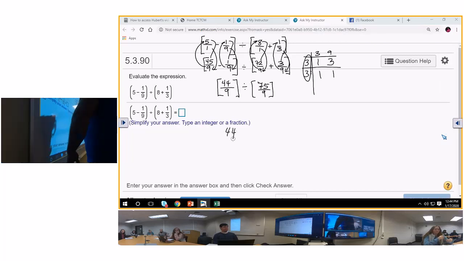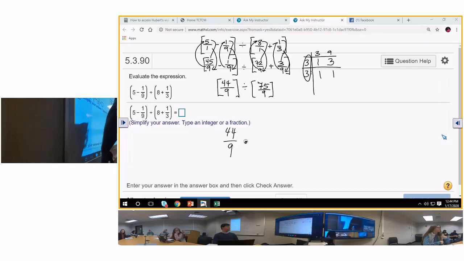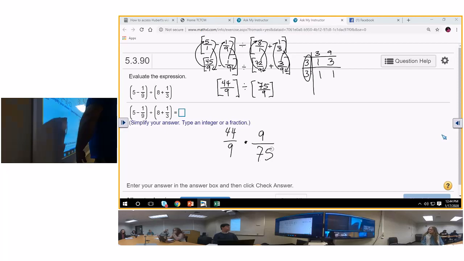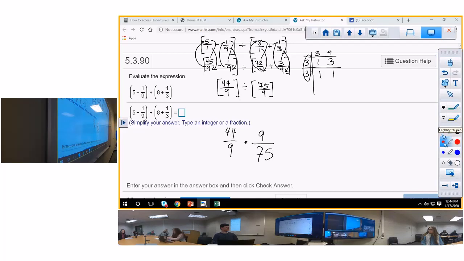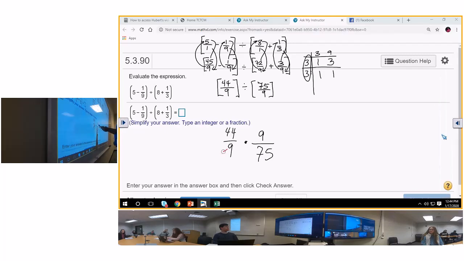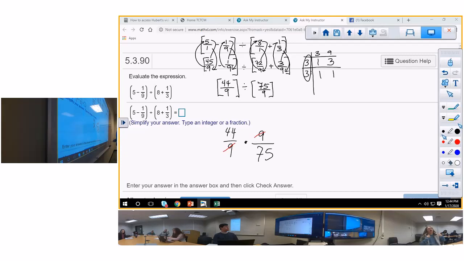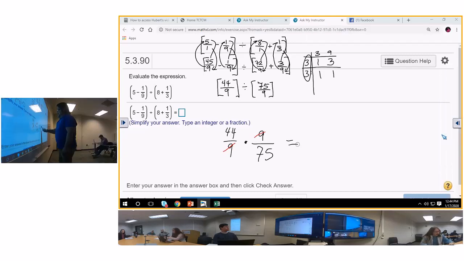44 over 9 multiplied by 9 over 75. And look there. You take your handy dandy red pen, and what cancels? The 9s, Hubert. That's right, class. And that's equal to 44 over 75.